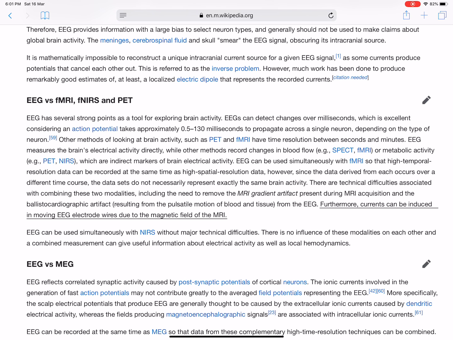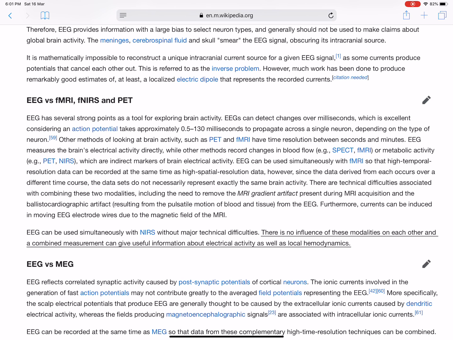EEG can be used simultaneously with NIRS without major technical difficulties. There is no influence of these modalities on each other, and a combined measurement can give useful information about electrical activity as well as local hemodynamics.